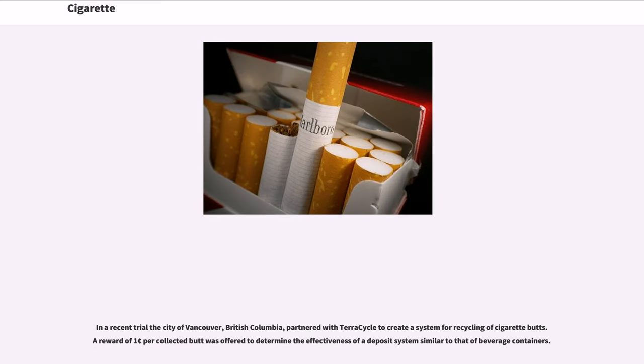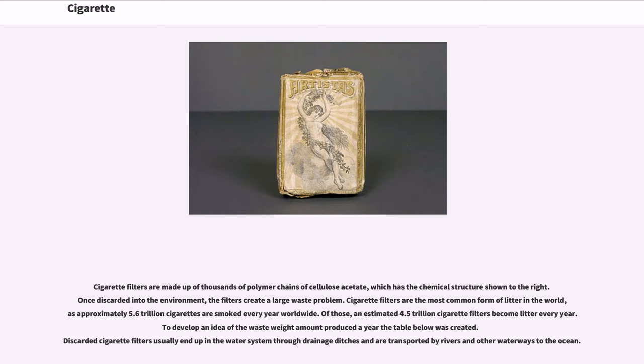In a recent trial, the city of Vancouver, British Columbia, partnered with TerraCycle to create a system for recycling of cigarette butts. A reward of 1 cent per collected butt was offered to determine the effectiveness of a deposit system similar to that of beverage containers. Cigarette filters are made up of thousands of polymer chains of cellulose acetate, which has the chemical structure shown to the right. Once discarded into the environment, the filters create a large waste problem.